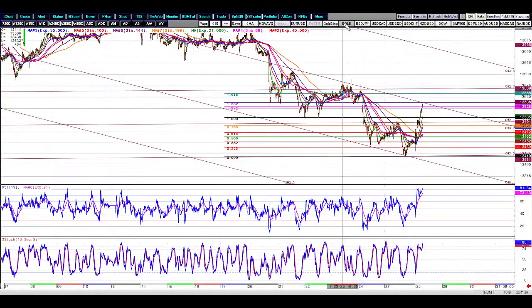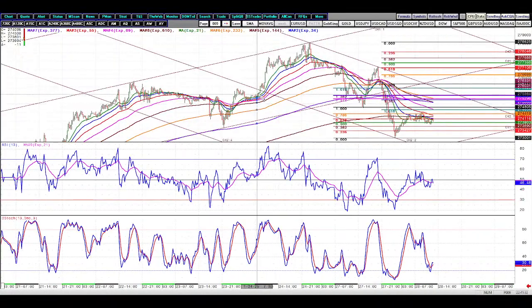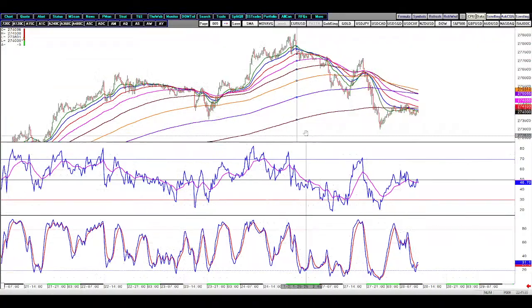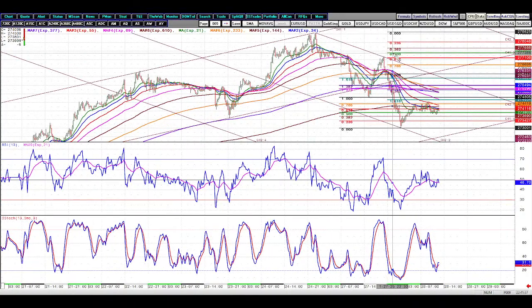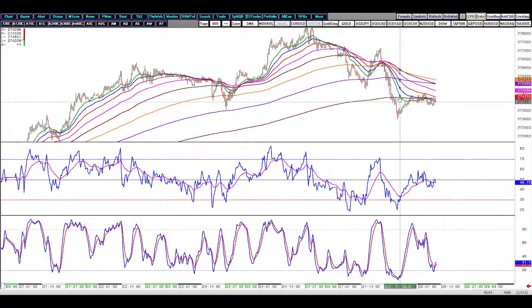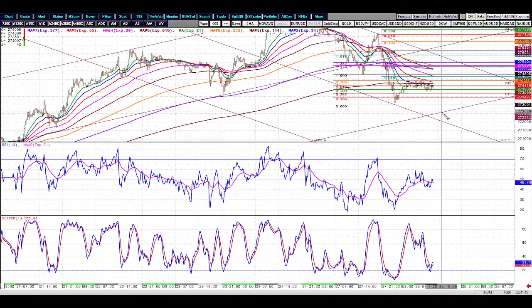Okay, let's see. Looking at the chart, I think this is a typical ABCD pattern. Which means either this might be the low, or we may see one more drop before the market turns up. So how we can trade today is, if we see 48.52, we go for a sell, and try to trade within this.